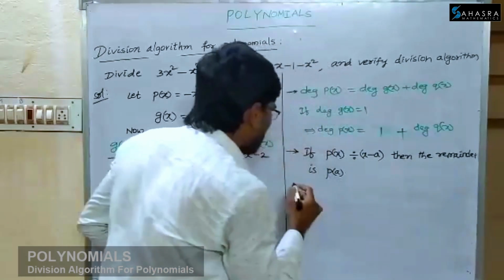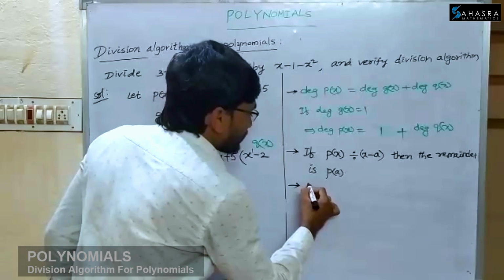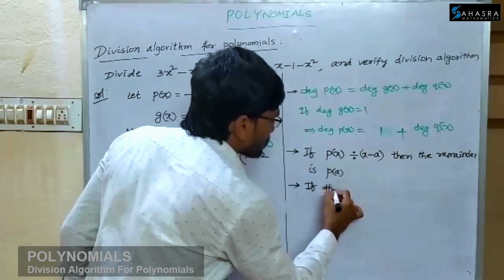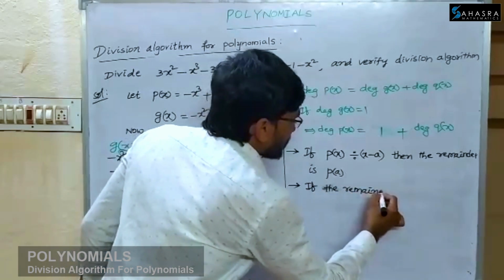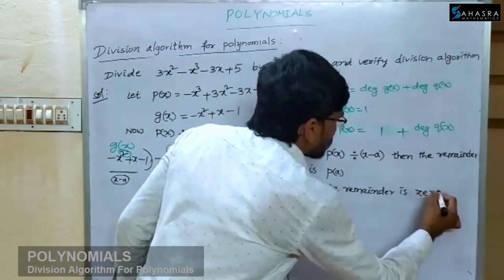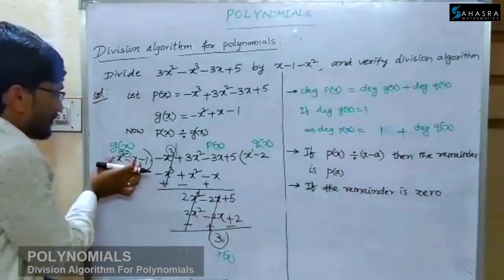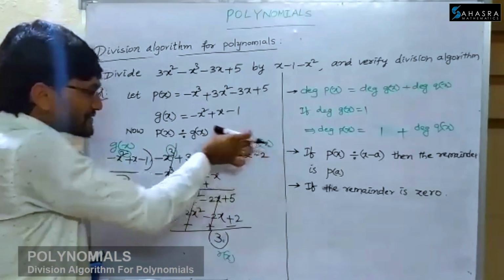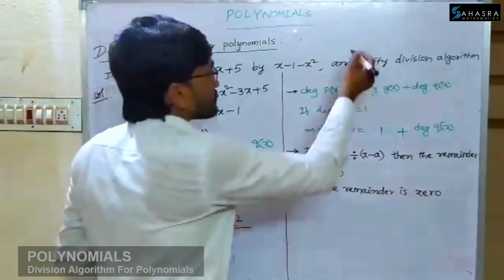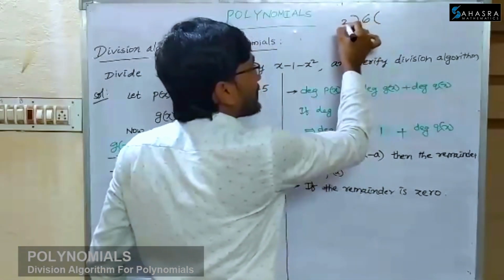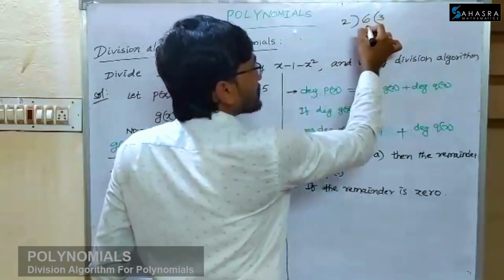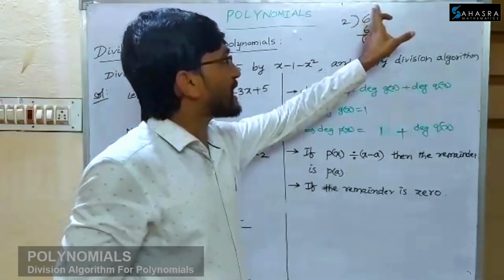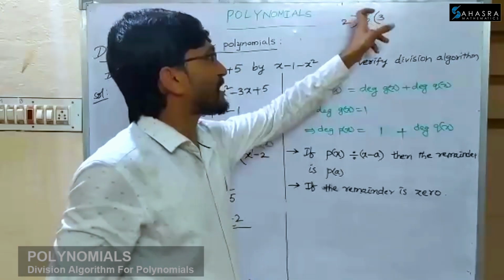And one more point. If the remainder is 0, then we say that this g of x is a factor of p of x, as well as this q of x is a factor of p of x. Let us see, I want to consider 6. 6 is divided by 2. 2 threes are 6. Here what we get? The remainder is 0. So we can say 2 is a factor of 6, as well as 3 is a factor of 6.